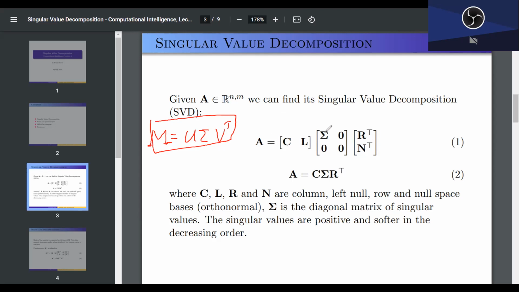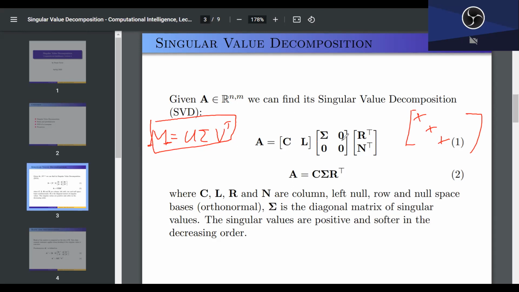sorted, meaning that the first element of sigma is the biggest, sorted by decreasing order. So the first element would be biggest. This is the first element of a diagonal matrix. You understand what I mean, right? Like this is the biggest element, this is smaller, etc. The rest is zeros. I shouldn't write it as circles, because this element is biggest, this is smaller, etc. Okay.